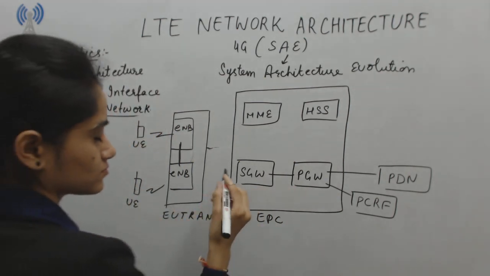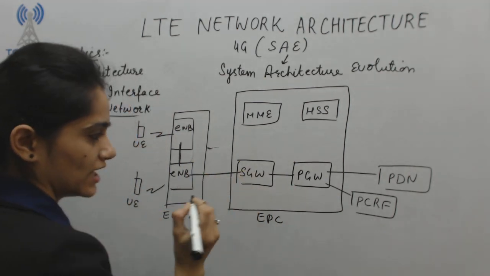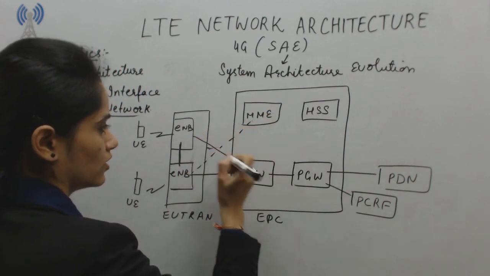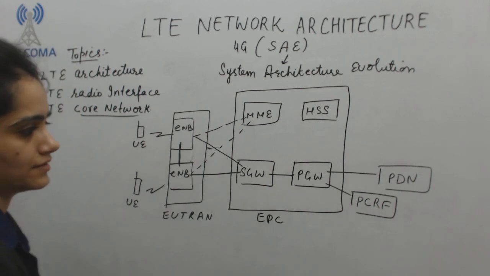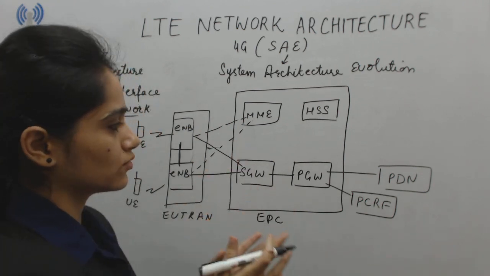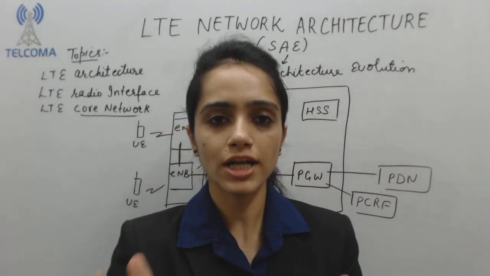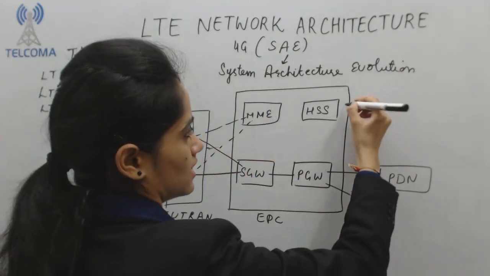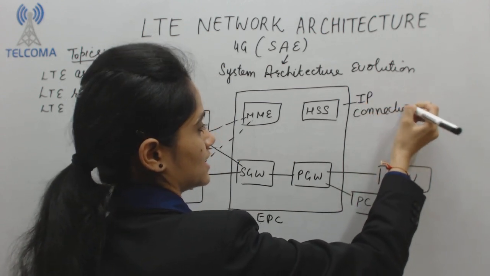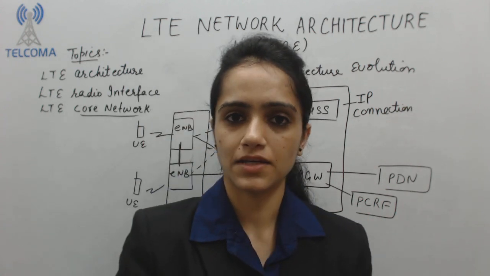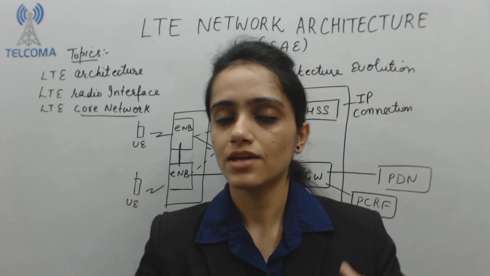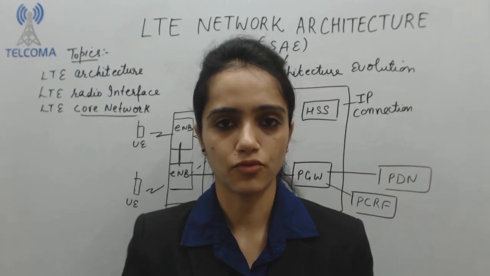Now I will draw here bold lines and dotted lines. So this is Evolved Packet Core. In this Evolved Packet Core, we have a number of databases, but all databases are IP connected, because 4G has an aim of IP connectivity, but not fully IP connectivity. And full IP architecture is the aim of 5G networks.